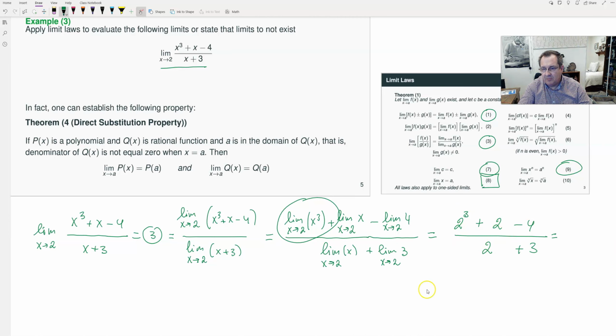The rest is simple. We just need to simplify the fraction. In the numerator, we have 8 plus 2 minus 4. In the denominator, we have 5. 8 plus 2 minus 4 is 6, so we have 6 over 5.